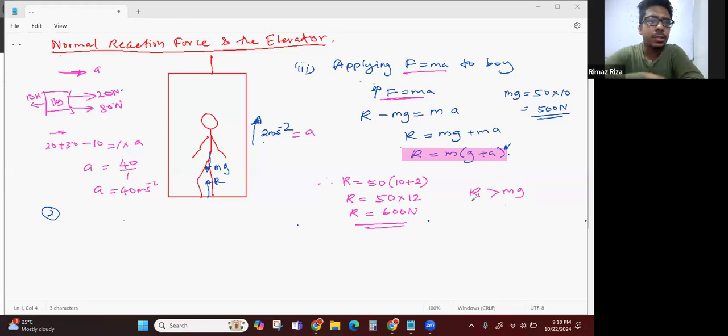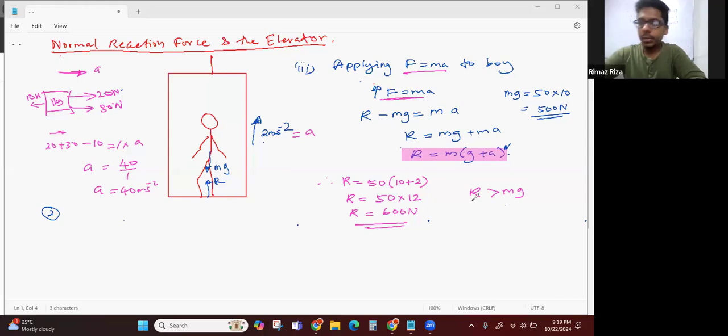You can write it in words as well: the normal reaction force is greater than the weight of the boy. That's why you feel a bit pushed towards the floor when the lift starts to accelerate. Have you experienced that when you are moving in a lift? Yes, sir.